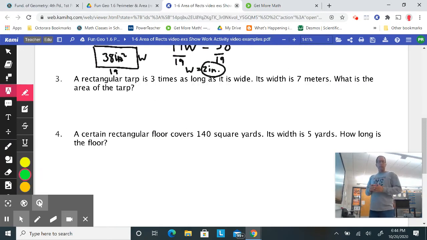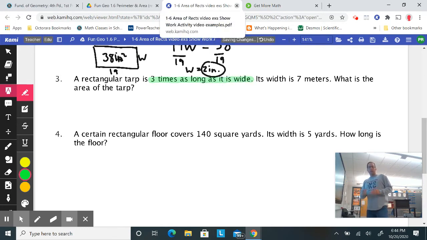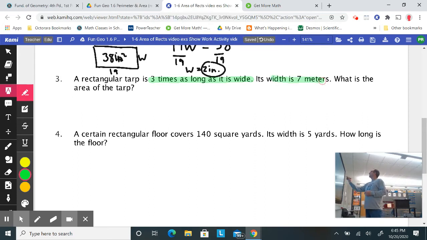All right, in number three, we have another rectangle, because we're dealing with rectangles here. I'm going to use the highlighter. A rectangular tarp. The tarp is 3 times as long as it is wide. So it's 3 times longer than it is wide. Its width is 7 meters. What's the area of the tarp?